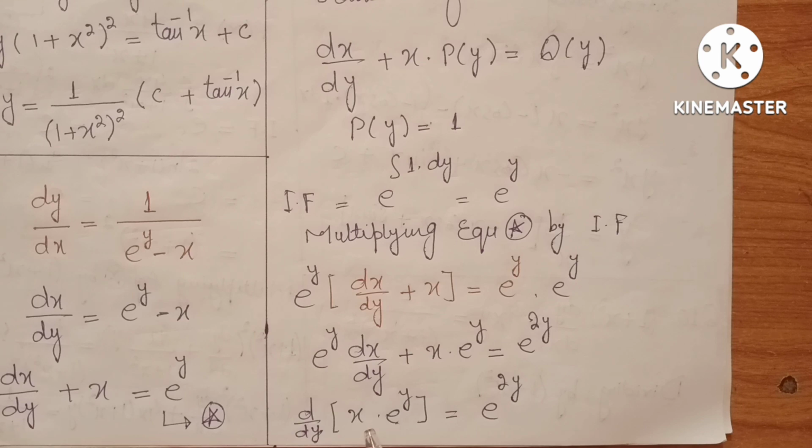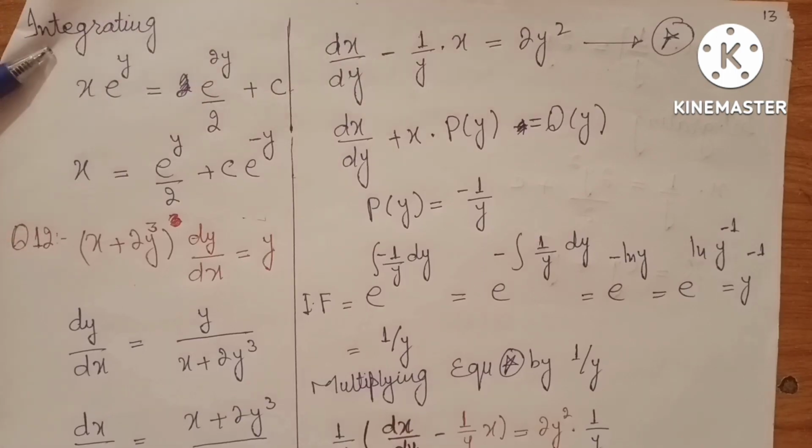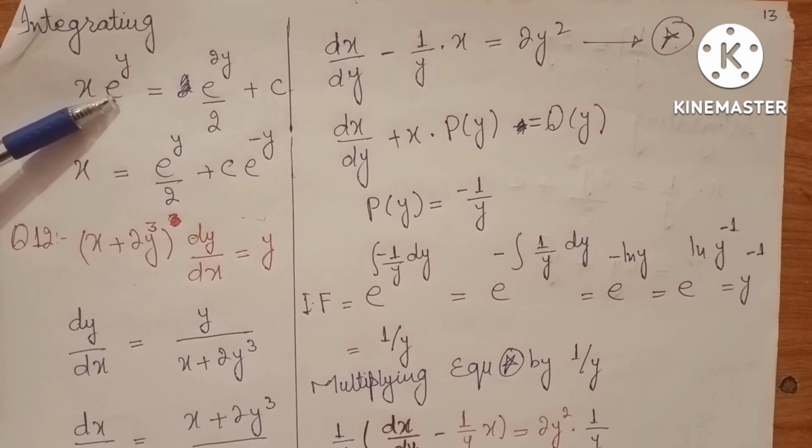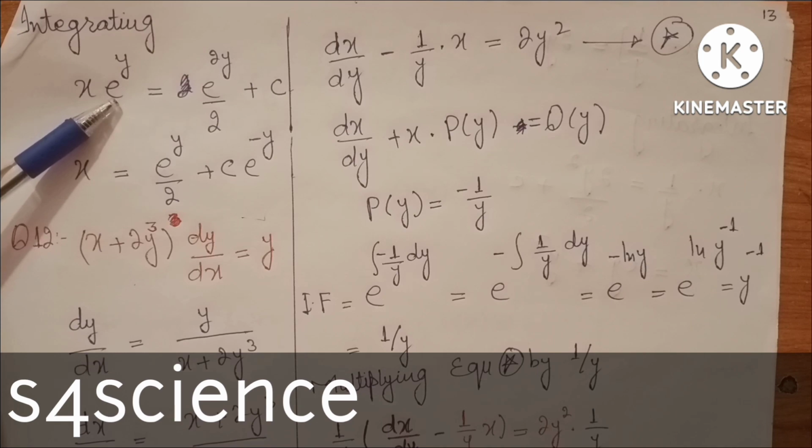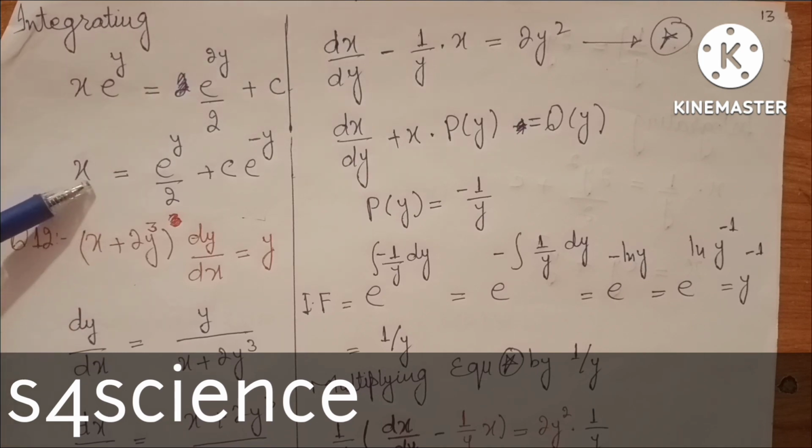In all the questions, this left hand side will be the derivative of y into integrating factor. But here the dependent variable is x. So it will be a derivative of x into integrating factor, not y into integrating factor. After integrating this equation, we will find the general solution. Integrating the equation, we will get x e raised to power y is equal to e raised to power 2y divided by 2 plus c. E raised to power y will be divided on both sides and we will get x is equal to e raised to power y by 2 plus c e raised to power minus y.